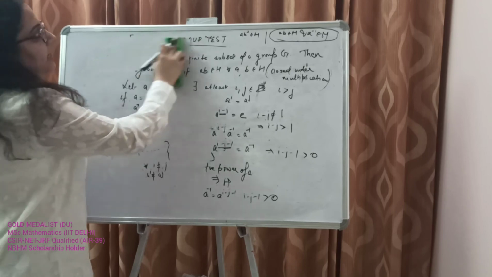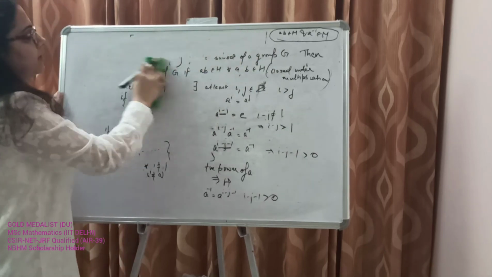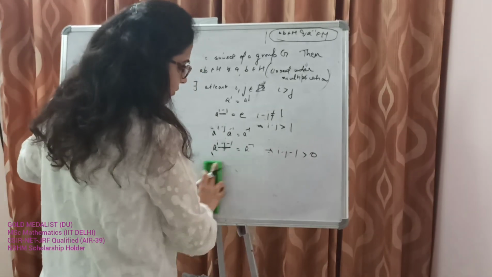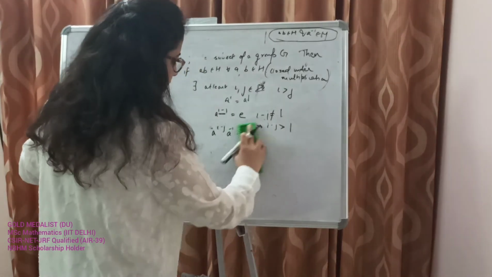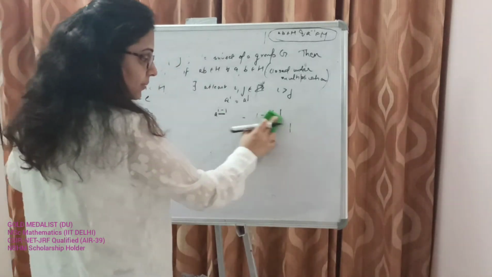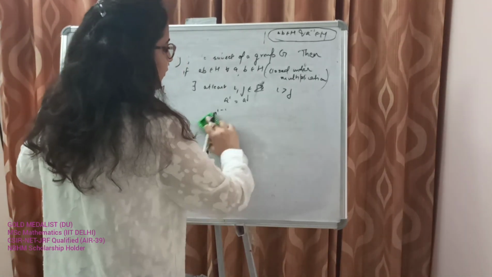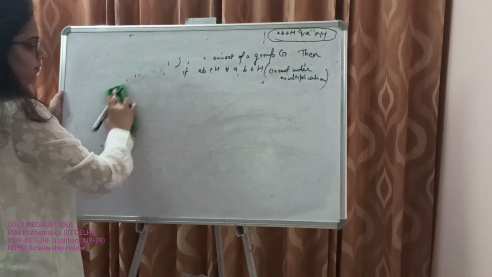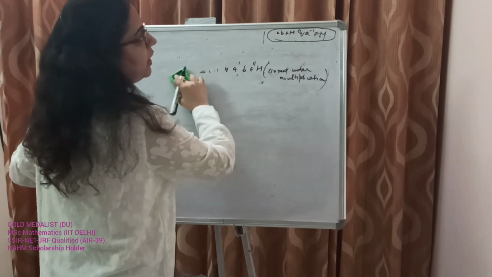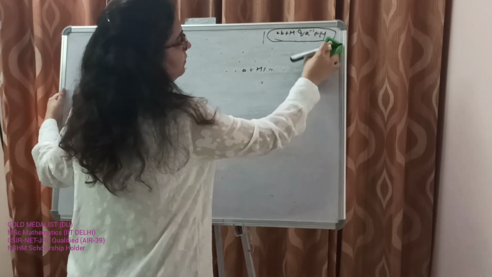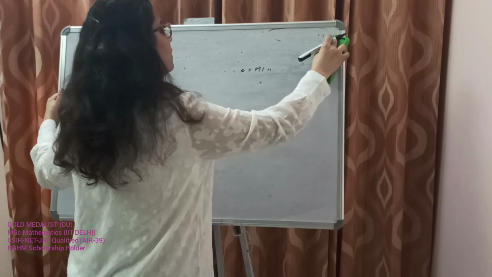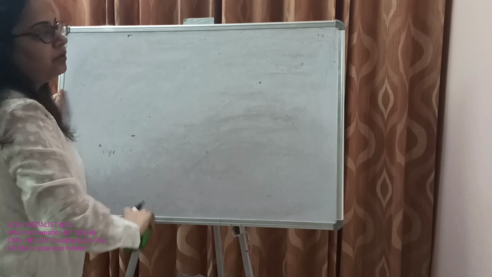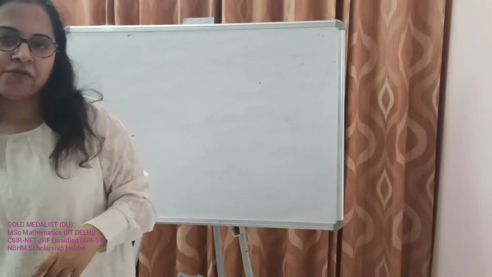So that was the finite subgroup test, and in the next video I will be discussing special types of subgroups, which are the center of a group, the centralizer of an element in G, and a cyclic subgroup generated by an element of a group. We'll take definitions of these subgroups in the next video, and thank you all for watching this video.